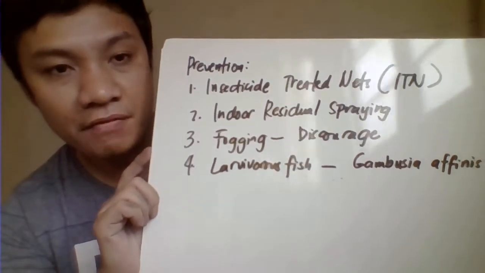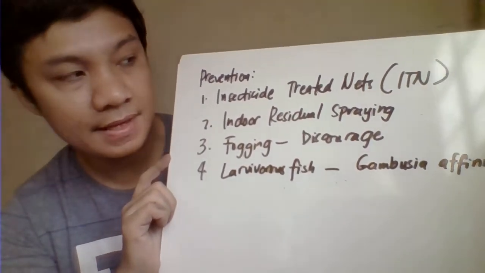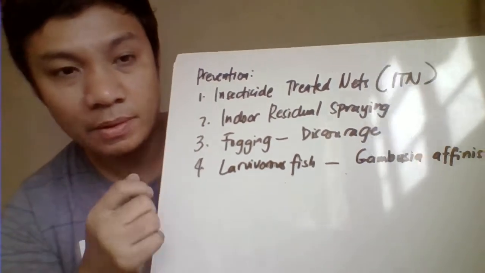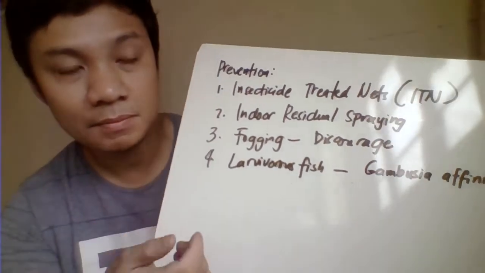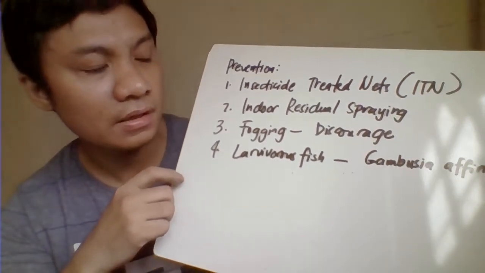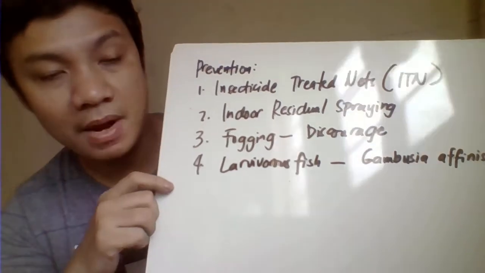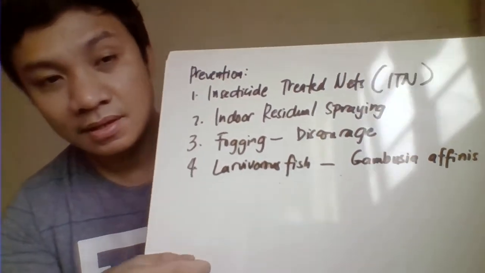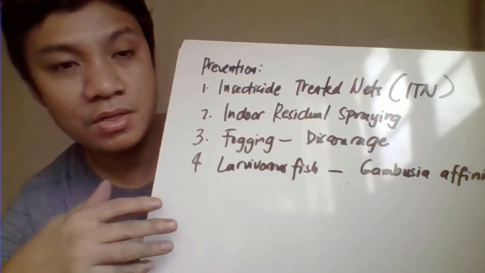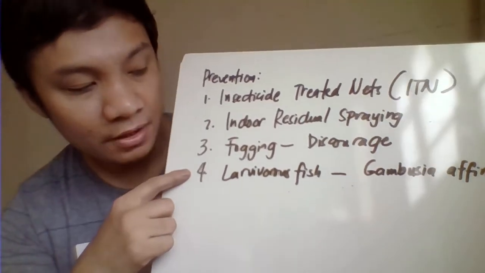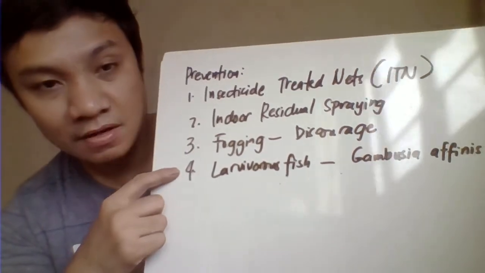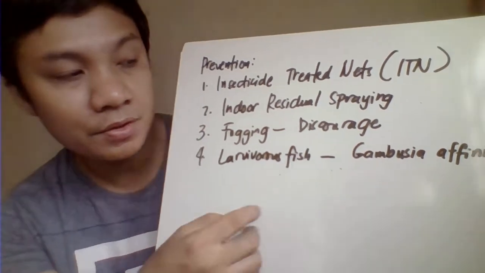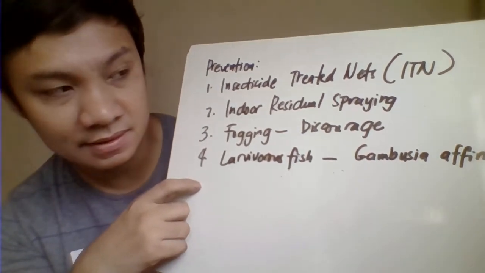Okay, and lastly, we have the prevention. So you can have insecticide-treated nets. It's like a mosquito net, but it is treated with insecticide, so therefore our mosquitoes will die. We have also indoor residual spraying and fogging, although fogging is discouraged because it is just not able to kill the mosquito, but rather it will just go to other places. You could also have larvivorous fish, which try to feed on the larvae of the mosquito in the water. So that's Gambusia affinis.